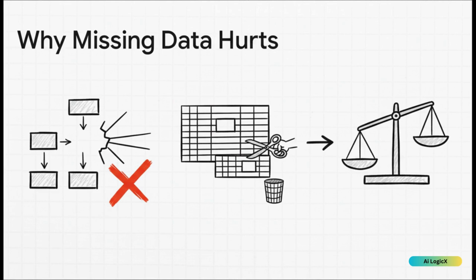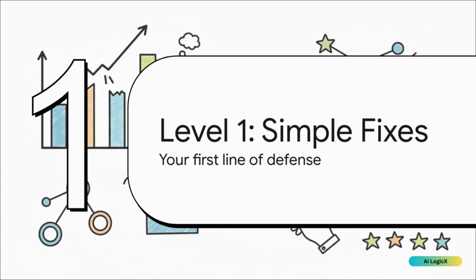And this is the core of the problem. You can't just ignore missing values. You need a deliberate strategy to save as much information as you can. So let's get to our first level of techniques. These are the simple, fast, and often good enough methods that all fall under a category called univariate imputation. Think of these as your first line of defense.